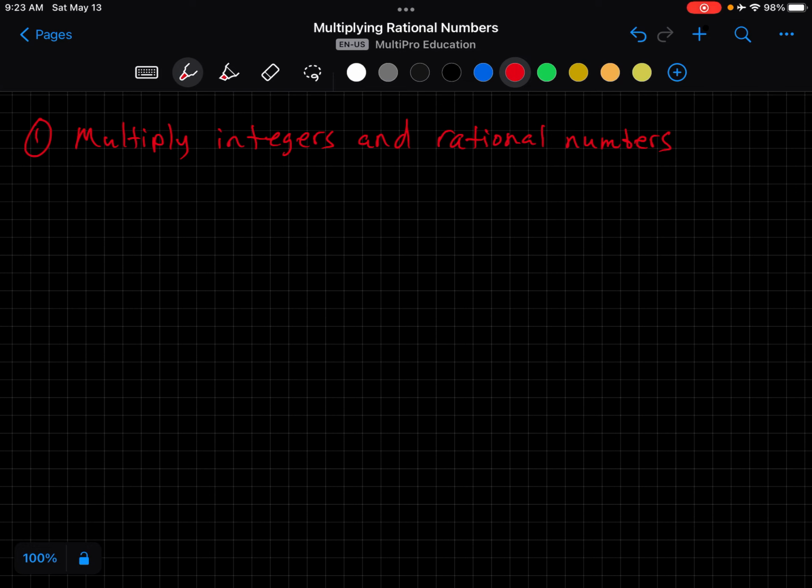We are going to multiply rational numbers today. So we have one and only one goal for the day, and that is to multiply integers and rational numbers. So let's go ahead and dive on in.